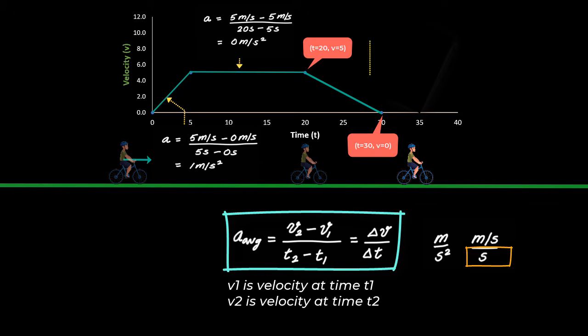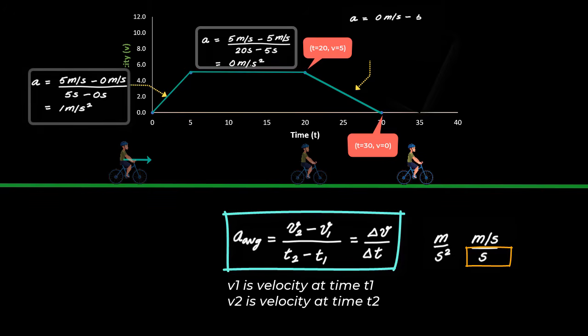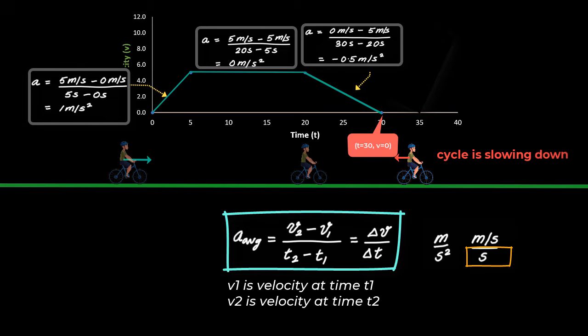Then here the average acceleration is equal to v2 of 0 meters per second minus v1 of 5 meters per second by 30 seconds minus 20 seconds, which equals minus 0.5 meters per second square. And since it is negative, the direction of acceleration should be this. And in fact, this makes a lot of sense, because if the cycle is slowing down, the acceleration has to be in a direction opposite the velocity to slow it down.